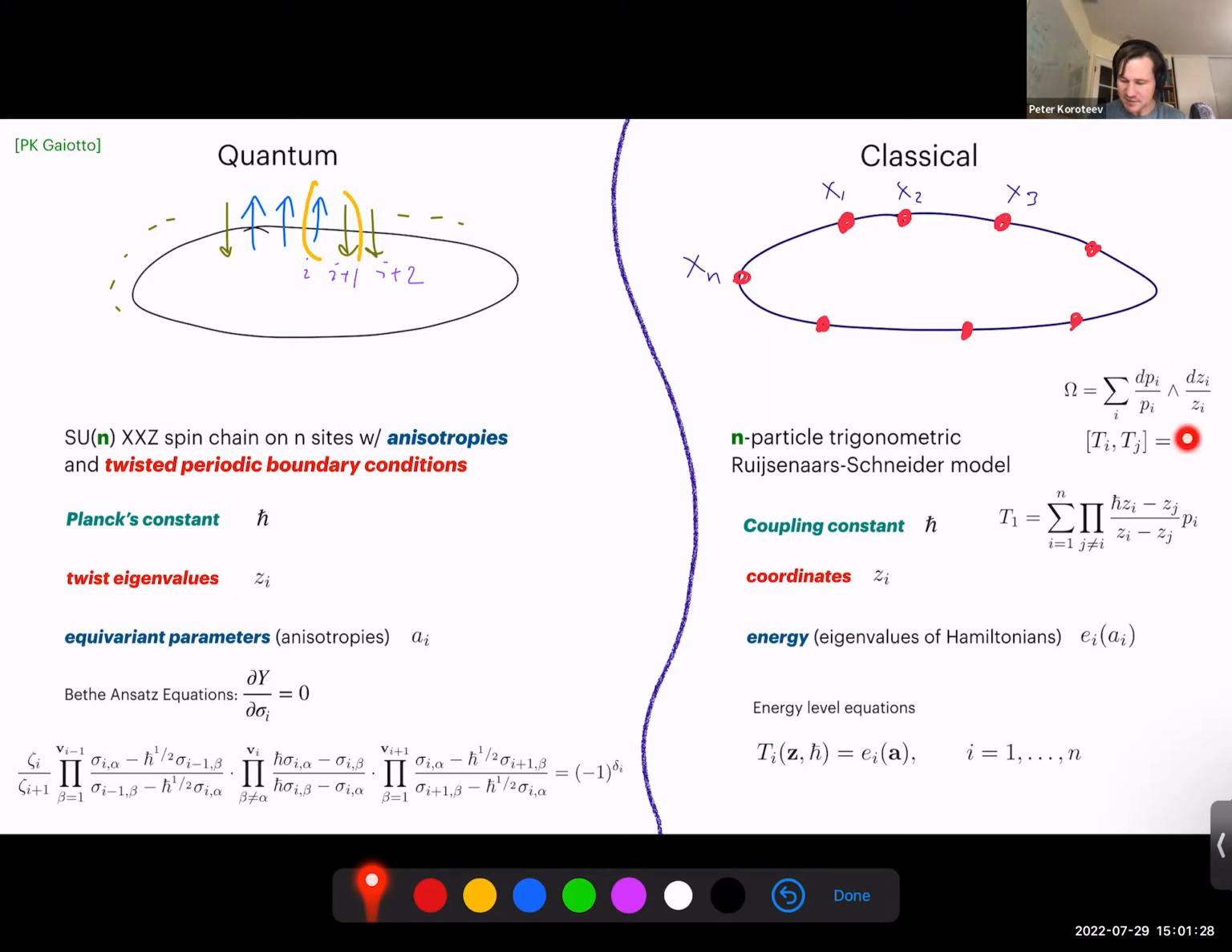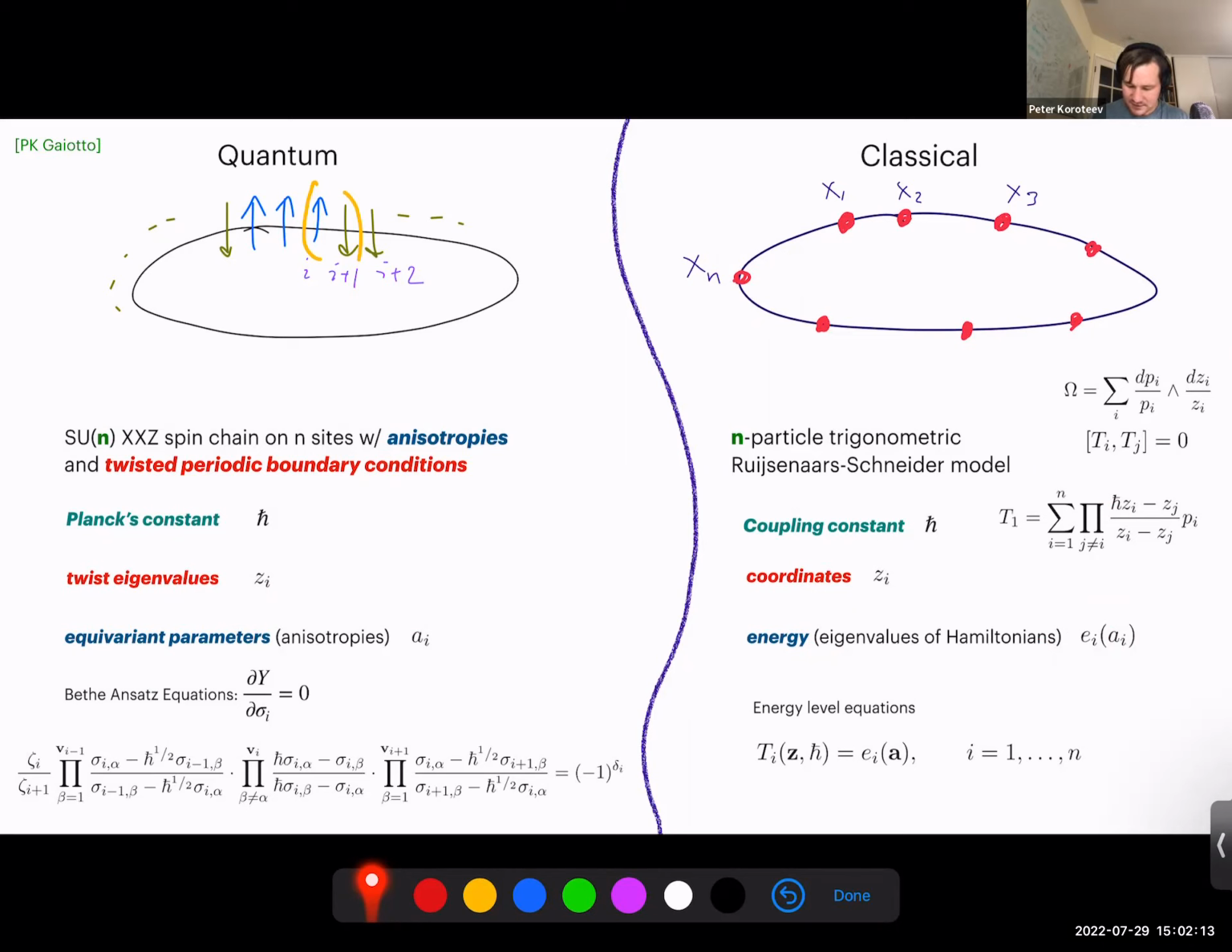I will describe the phase space of this integrable system in a bit more detail on the next slide. Basically, there's this holomorphic symplectic form, dp over p wedge dz over z, and all those Hamiltonians commute. Upon this duality, Planck's constant becomes the coupling constant in the classical model. Twist parameters are coordinates: the locations of those particles correspond to twist parameters. The equivariant parameters, which describe the anisotropies, correspond to the energy levels: the eigenvalues of the TRS Hamiltonians are elementary symmetric functions of those equivariant parameters.